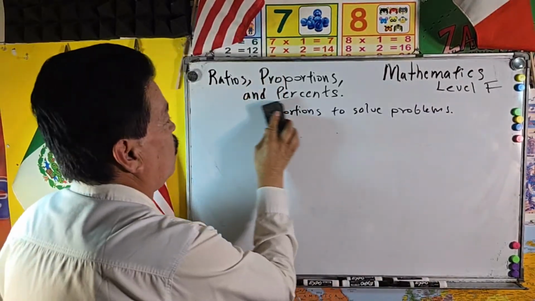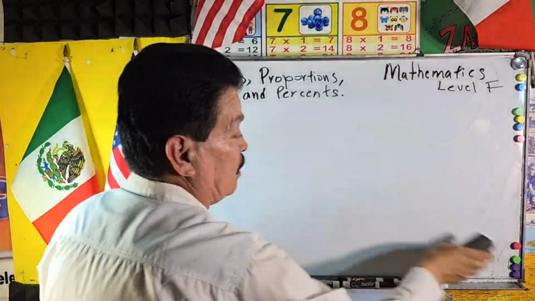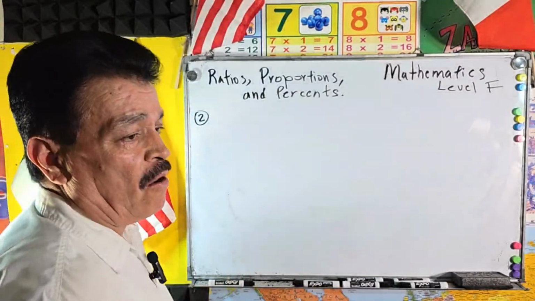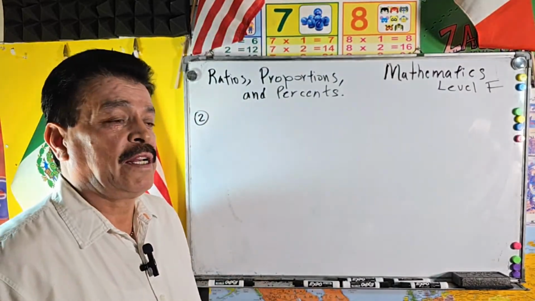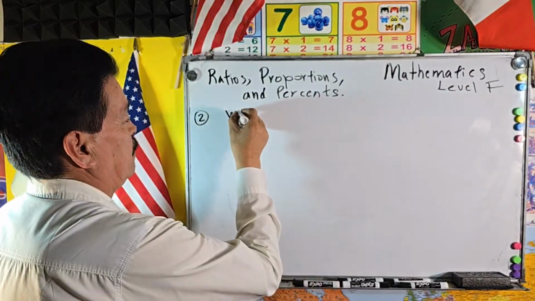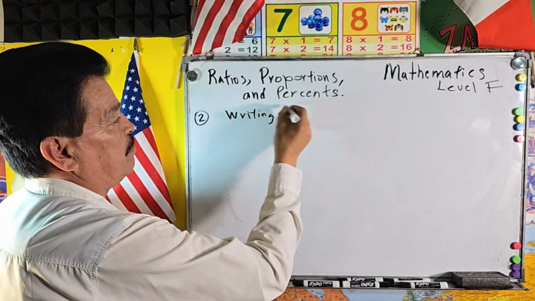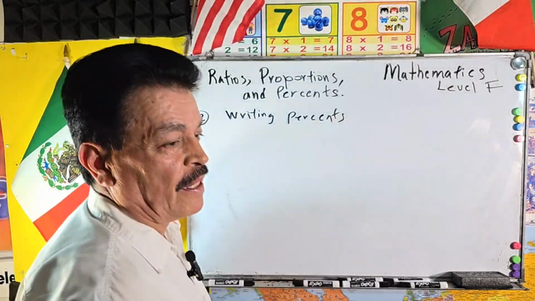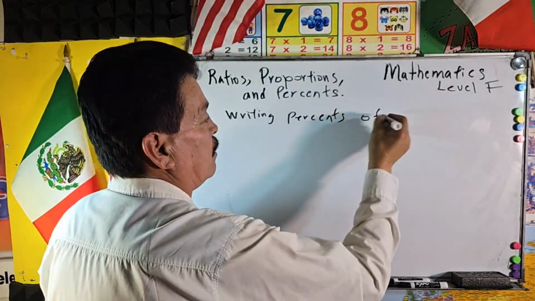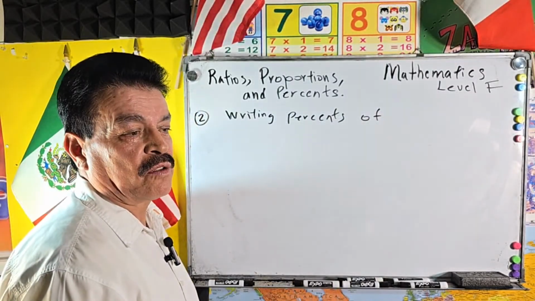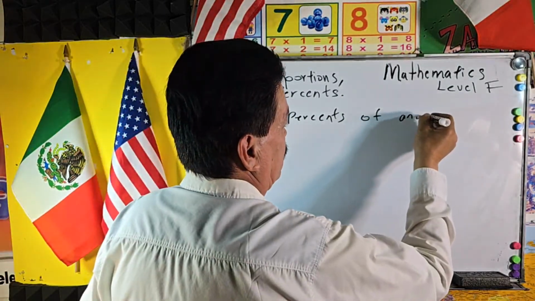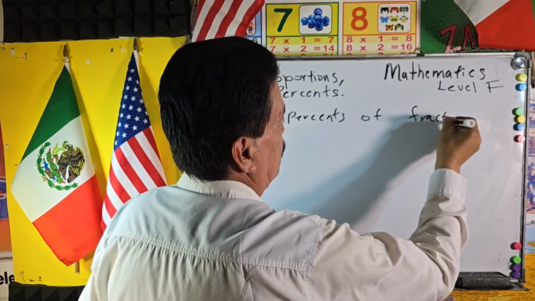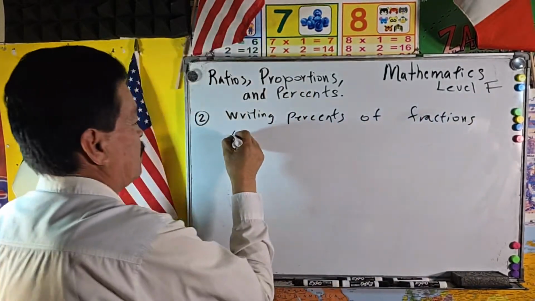All right, let's go to section number 3, number 2. Now I will talk about writing percent as fractions and decimals.